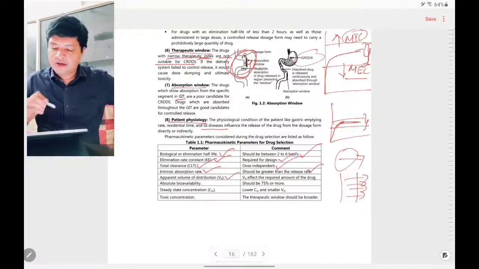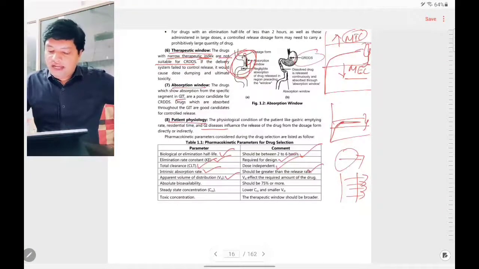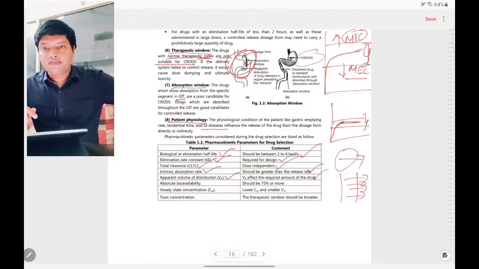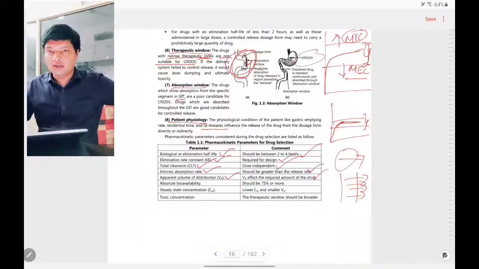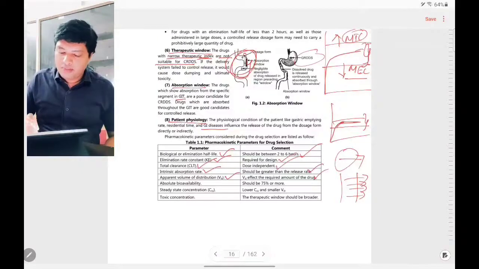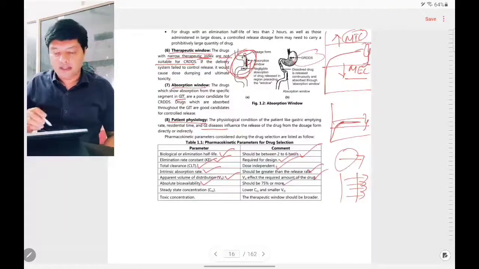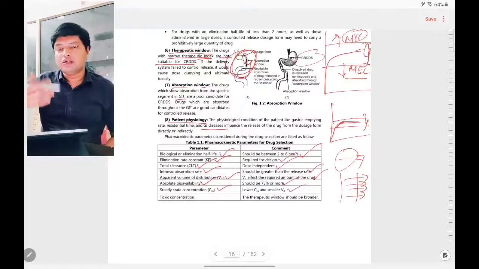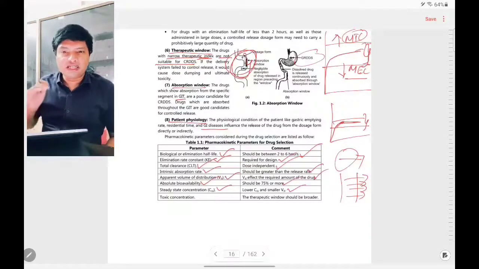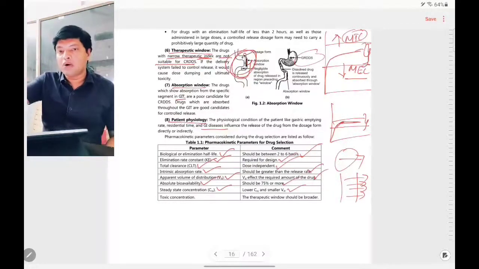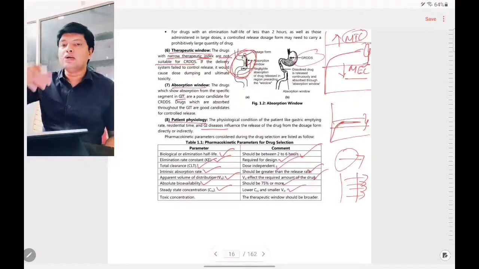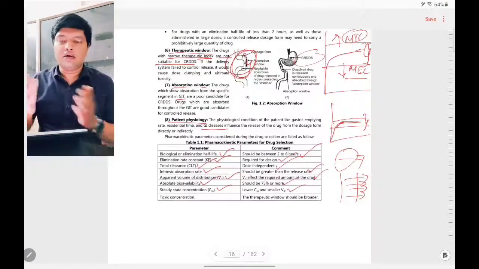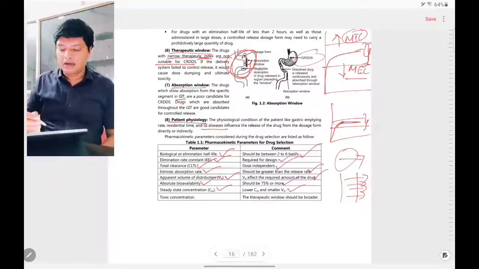Next, the apparent volume of distribution. VD affects the required amount of drug. If the distribution is more, the required amount of drug for showing the action is also more. Then absolute bioavailability should be more than 75%. Then steady state concentration should be lower or smaller. It should attain the steady state concentration at a low concentration itself. If it attains steady state at a higher concentration, then you need to give more drug, the dose will be increased, and that creates problems in designing the controlled drug delivery.